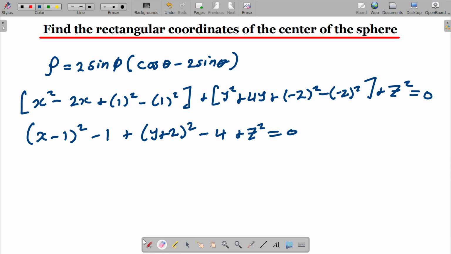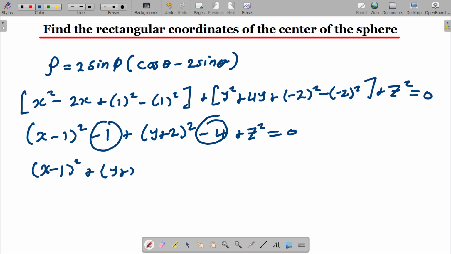Okay, so now this and this give us minus 5. Taking it to the other side, it gives us positive 5. So that would be x minus 1 squared plus y plus 2 squared, plus z squared equals positive 5. So this is the rectangular equation of the sphere that was initially given in the spherical coordinate system.